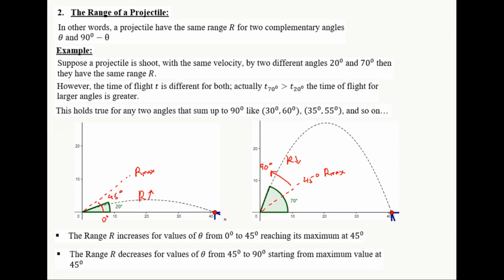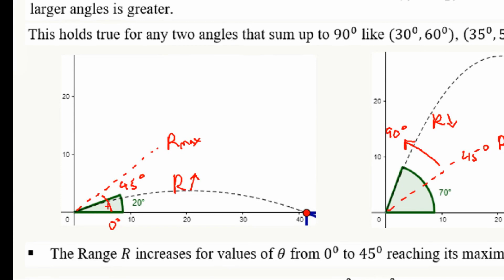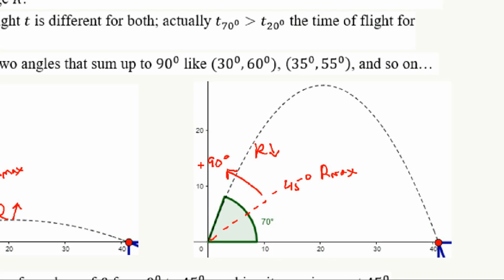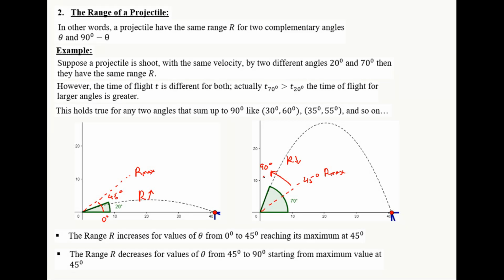Then let me do a recap here. The range R is maximum at an angle of 45 degrees. From 0 to 45 the range increases, whereas going from 45 to 90 the range decreases. And remember that again and again, the range is maximum at 45 degrees.